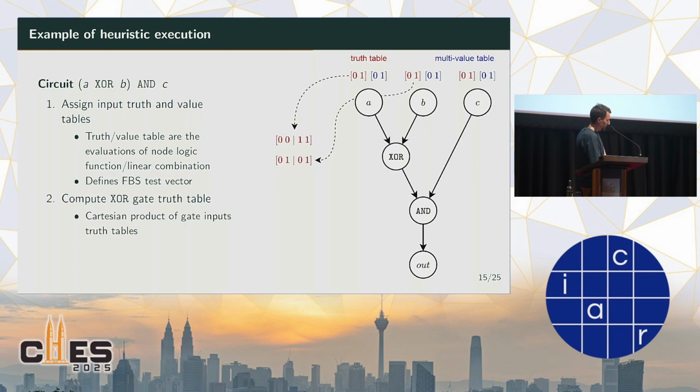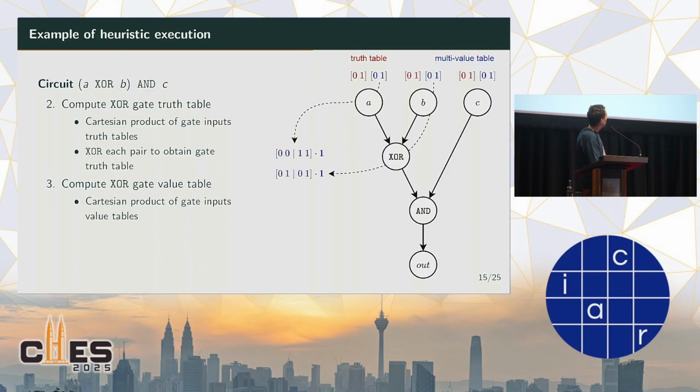The next step, we'll look into the XOR gate because it's the next one in the topological order. We'll compute the truth table of the XOR gate by doing the product of the truth tables of its inputs and evaluating these truth tables using a function XOR. So it's 0, 1, 1, 0.